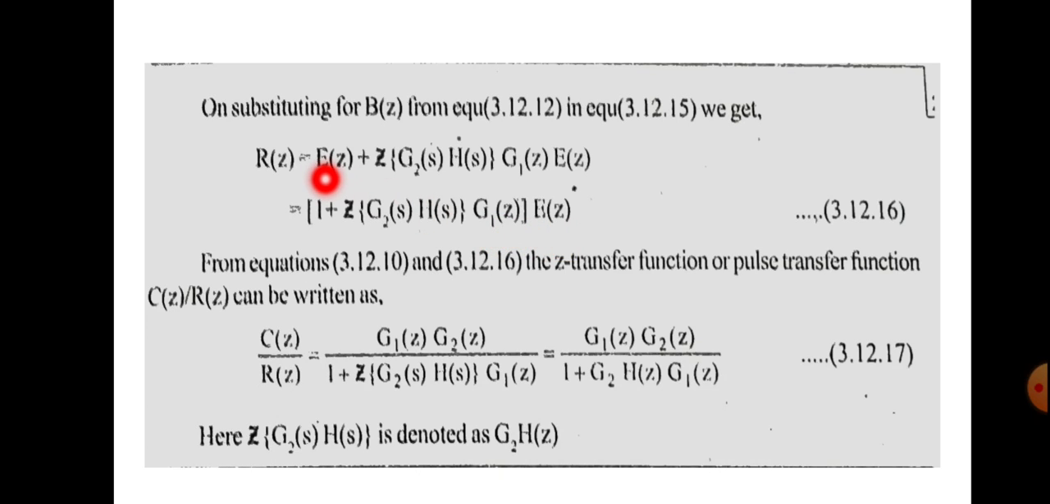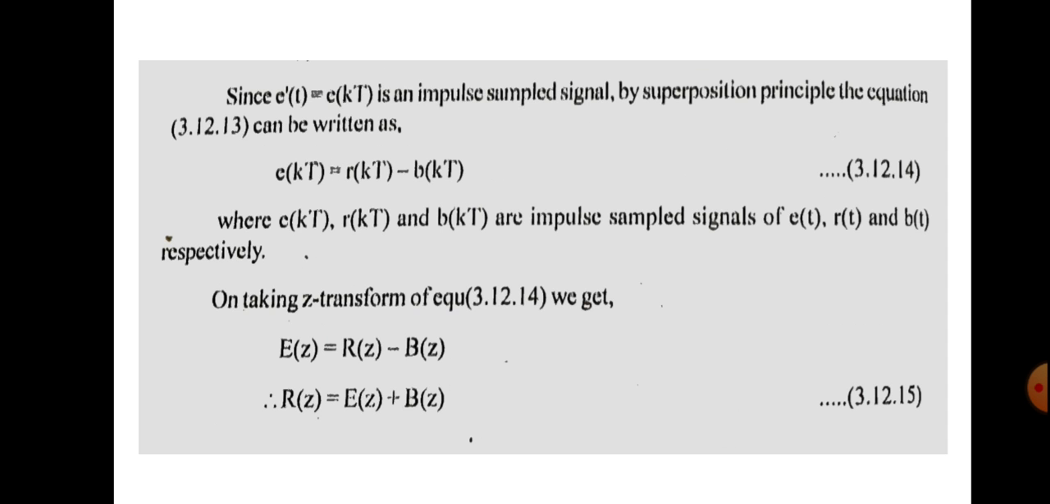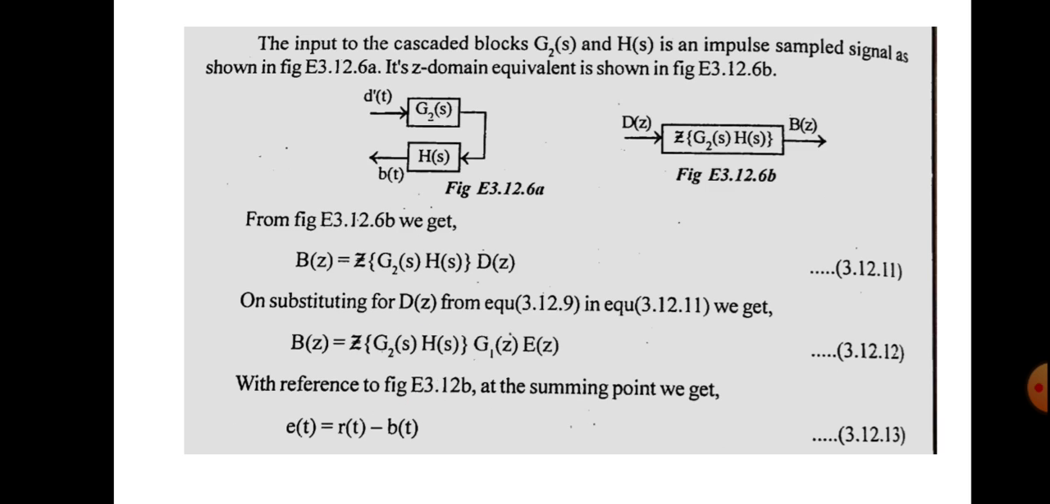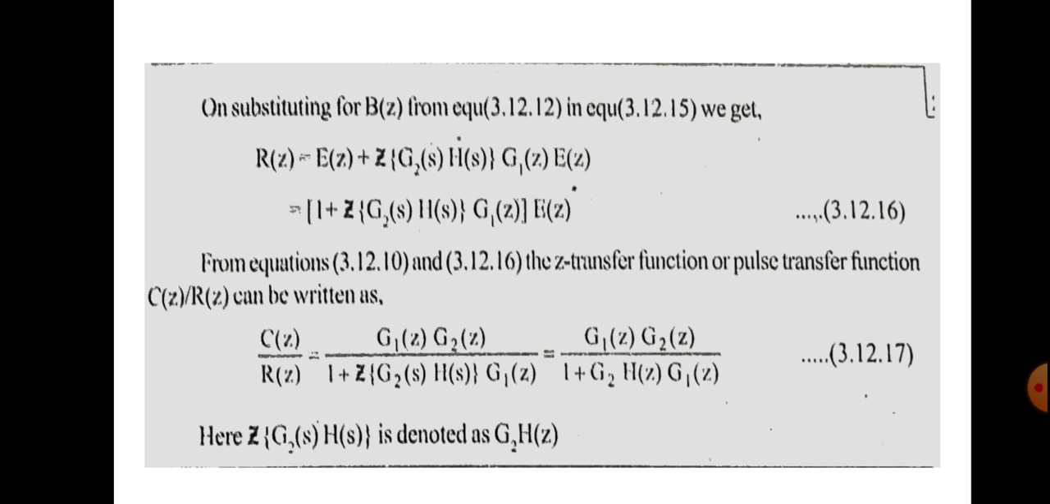Now you have the equation for C of z and R of z, so you can easily find the ratio C of z by R of z. C of z is this one, G2 of z into G1 of z into E of z. So you are writing that term, and at the denominator you can write this term. At the numerator and denominator E of z is common, so you can cancel it out. So the net equation for C of z by R of z equal to G1 of z into G2 of z divided by 1 plus z transform of G2 of s into h of s into G1 of s.